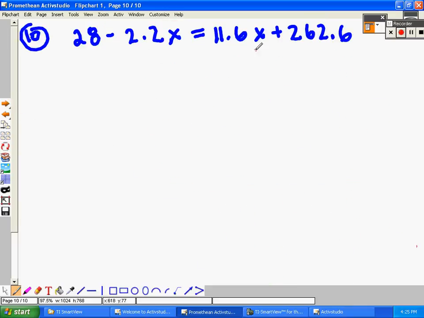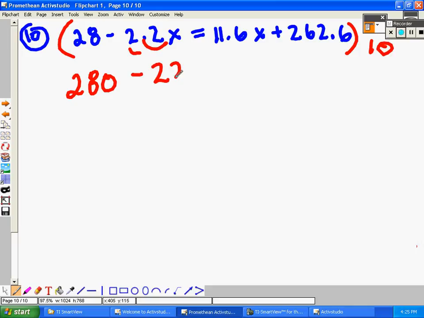Last one, you could have solved using, especially since you have a calculator, you could have put all these numbers in your calculator. I personally, when I see a lot of decimals throughout, I'm just going to go ahead and multiply the entire equation by 10. This becomes 280. When I multiply by 10, the decimal moves over. I'm left with minus 22x is equal to 116x, because the decimal moved over, I multiplied by 10, and I'm going to multiply this by 10, which will get me 2,626.